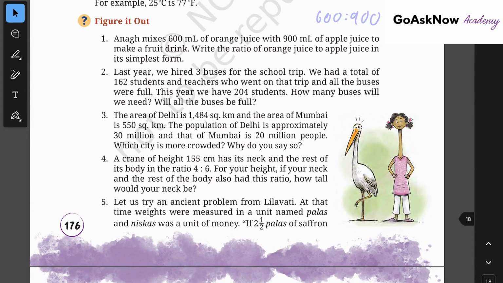Last year we hired 3 buses for the school trip. We had a total of 162 students and teachers who went on the trip, and all the buses were full. This year we had 204 students. How many buses will we need? Will all the buses be full?